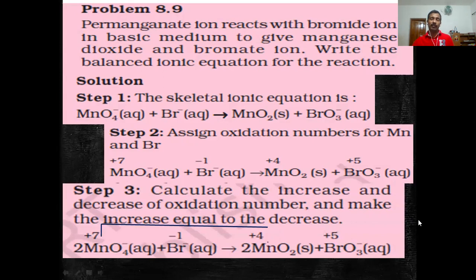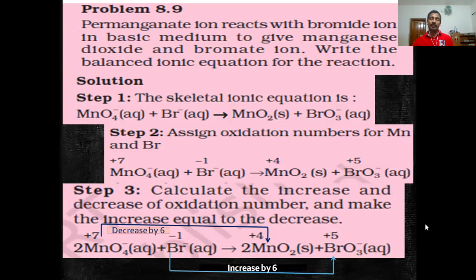2 MnO4 minus gives 2 MnO2. Now what is the decrease? Decrease by 6. Br minus gives BrO3 minus. Now what is the increase? Increase by 6. Both increase and decrease are equal.